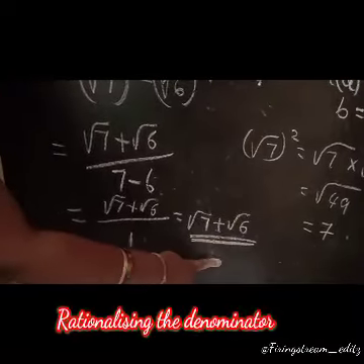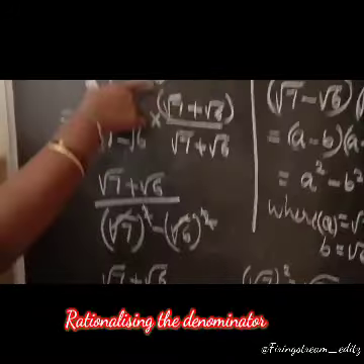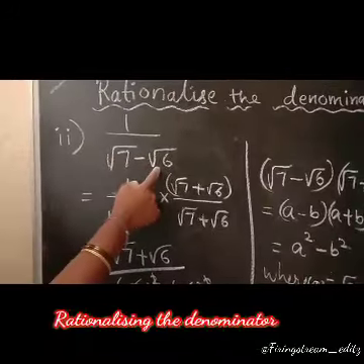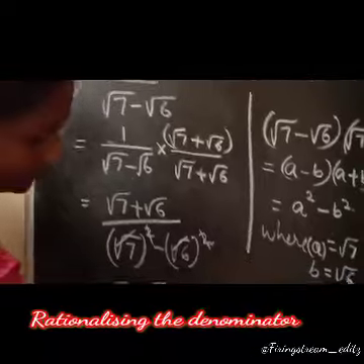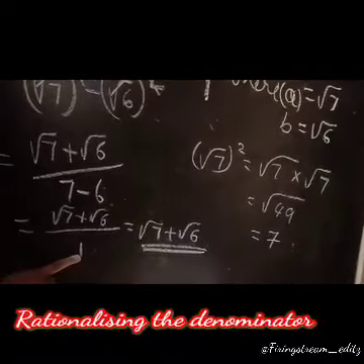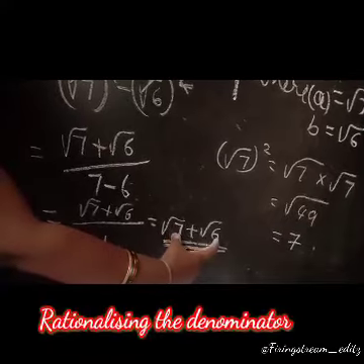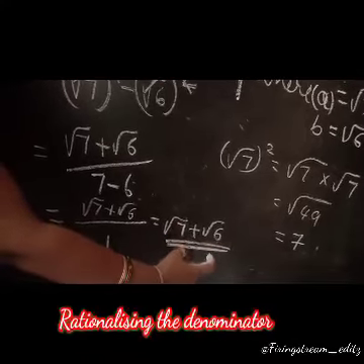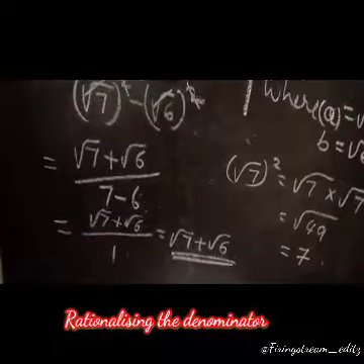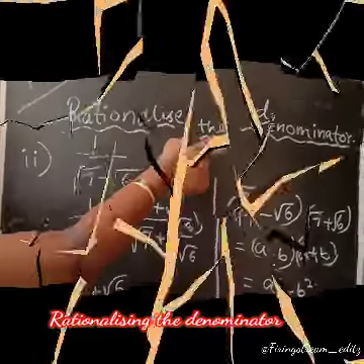In the question, we had irrational numbers in the denominator. But you see in the answer, we don't have any denominator, that means 1. Any number divided by 1 is the same number, the numerator. That's why we got only the numerator as the answer. We have now rationalized the denominator.